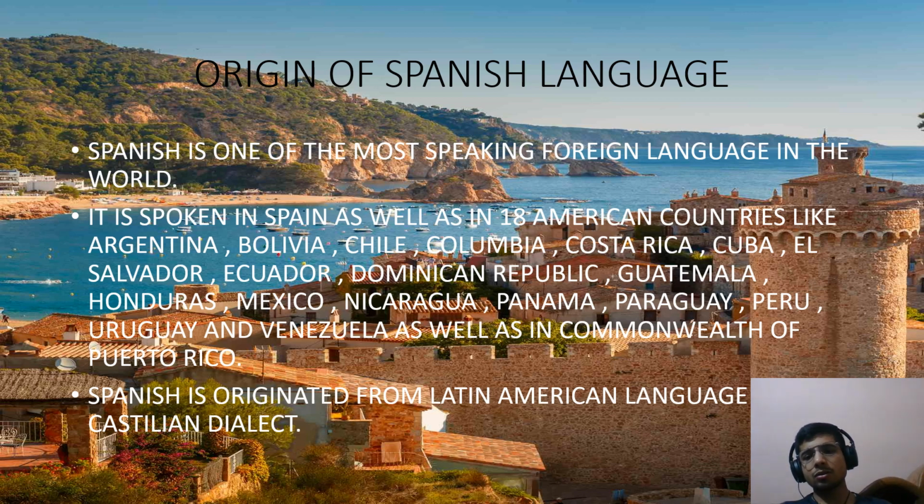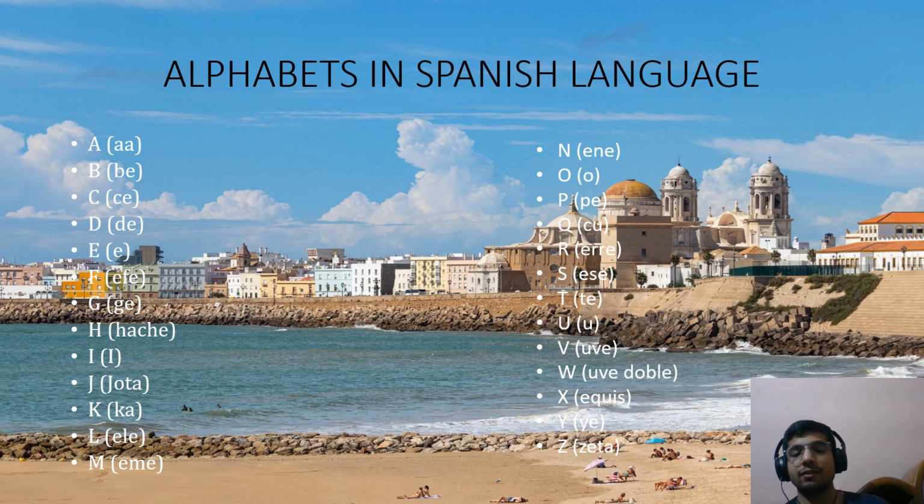So let's talk about some of the alphabet letters in the Spanish language. First is A, which is called A. A is in English and A is in Spanish. Then the second one is B. This one is B. C is say. D is day. E is E. F is efe. G is he. H is hache. I is E.